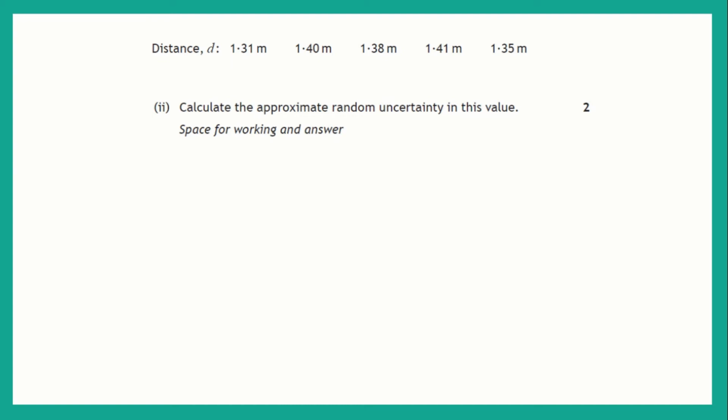Again, I'm going to allow you to pause the video and have a go. Are you done? Okay. So, delta D, or the uncertainty in D, is equal to the maximum value, and you can see our largest value is 1.41, minus our minimum value, 1.31, divided by 5, because we've taken 5 readings, and that gives us plus or minus 0.02 metres.